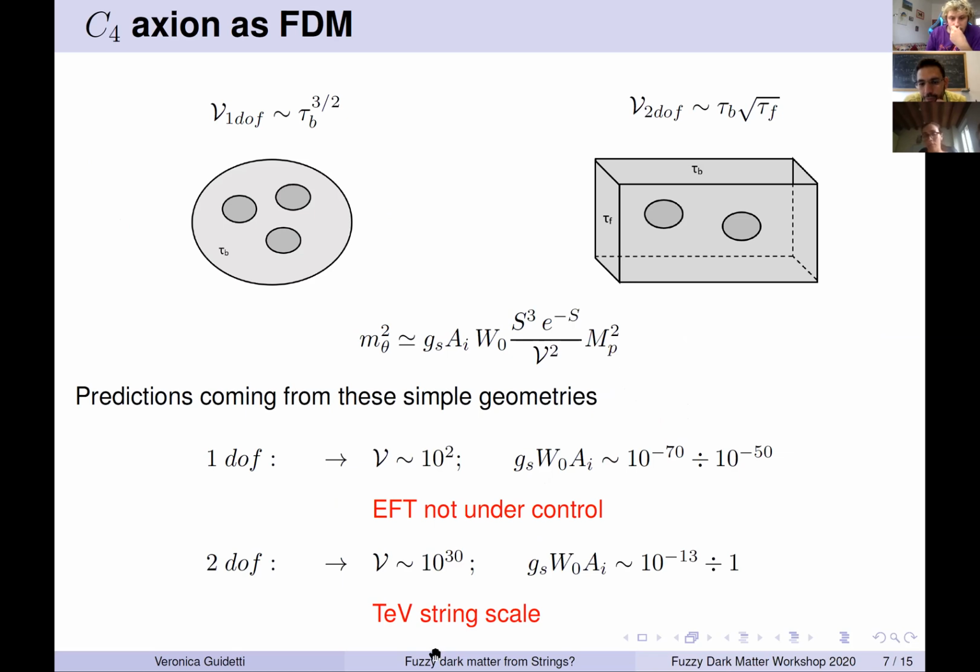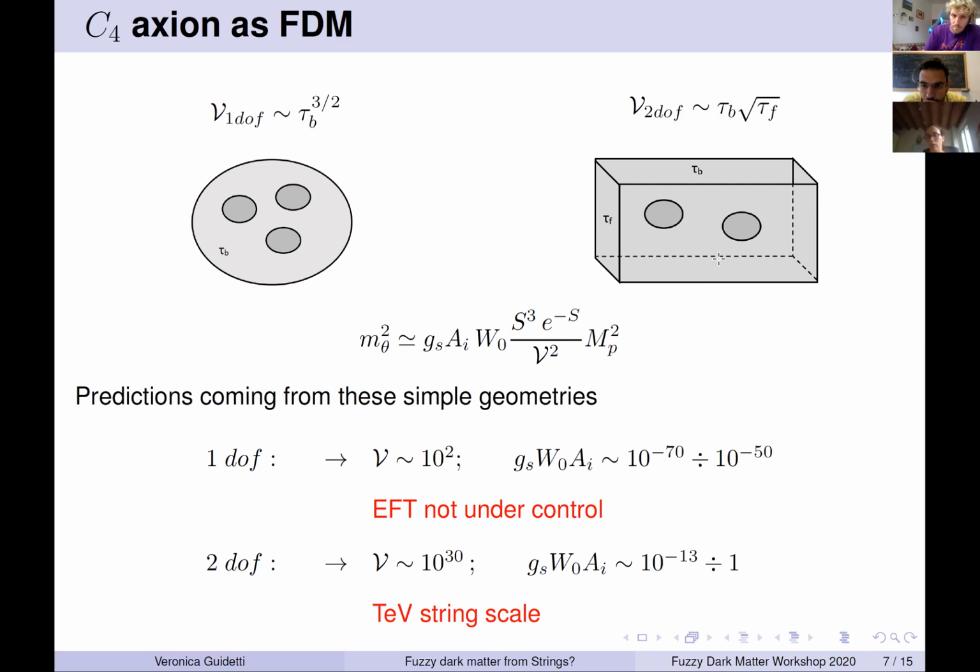Another thing that has to be noticed is that, in order to match the right scale, something slightly unnatural is needed. To have such a huge volume for the extra dimensions, but still have an axion with the right mass, you need to stabilize the overall volume in an extremely anisotropic way. So this volume has to be stretched a lot. There are examples where this can be done, but of course this would not be the most natural case in general.